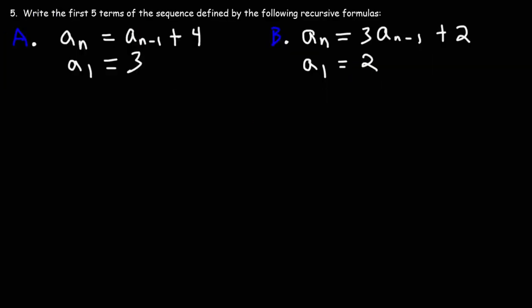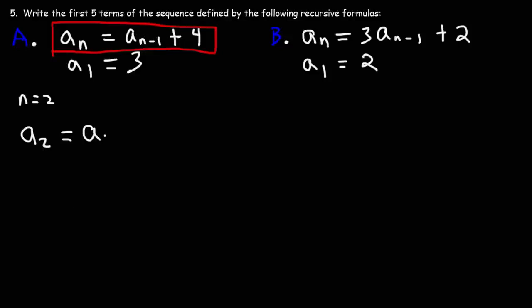Number 5. Write the first 5 terms of the sequence defined by the following recursive formulas. So let's start with the first one, part A. So we're given the first term. What are the other terms? When dealing with recursive formulas, what we need to realize is that you get the next term by plugging in the previous term. So let's say n is 2. When n is 2, this is a sub 2. And that's going to equal a sub n minus 1. 2 minus 1 is 1. So this becomes a sub 1 plus 4.